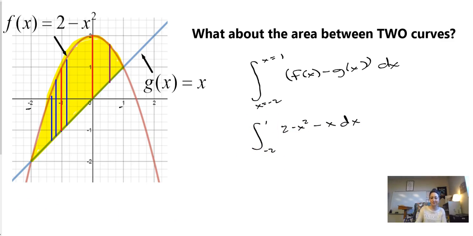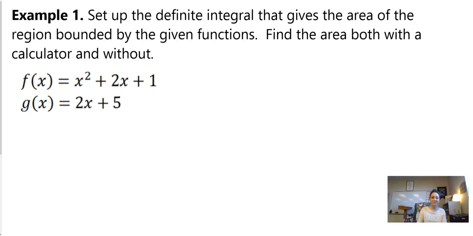And again, we're going to do both, but I'm going to do this one with setup only. So again, we're integrating on the domain, so from -2 to 1, and then we're doing the top curve minus the bottom curve. That's what's going to give me the height, and then the dx gives me the base of each little tiny rectangle. All right, first pause on your screen. Can you just write f of x and g of x in your notes for example 1, please?